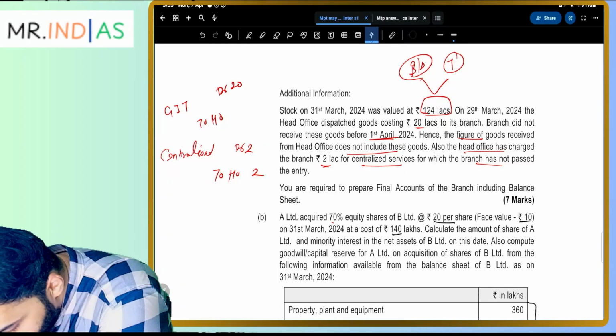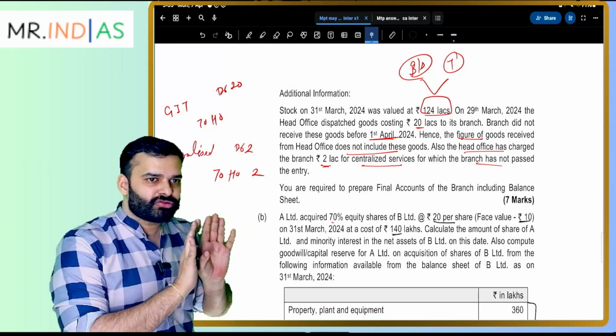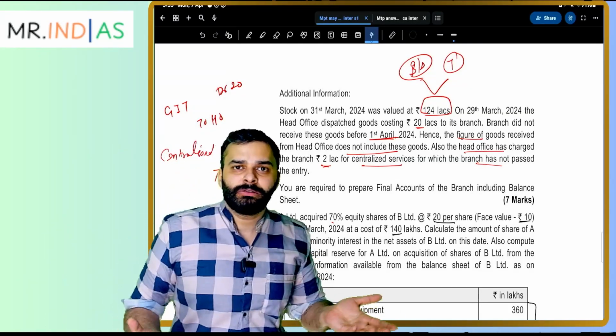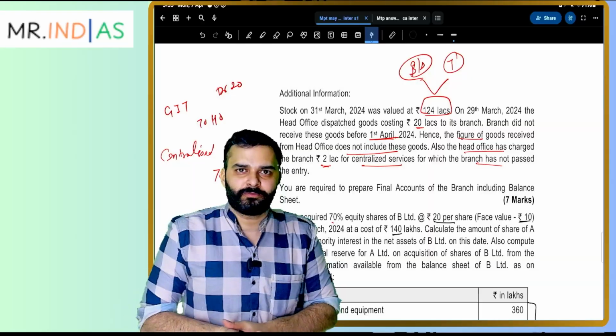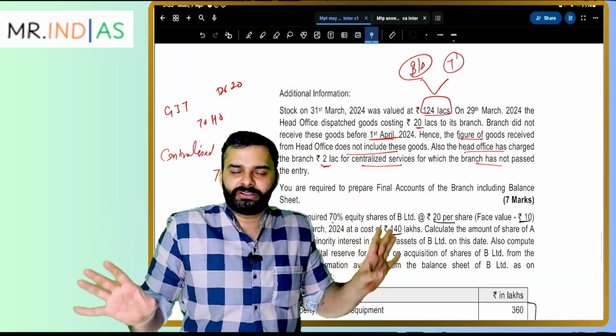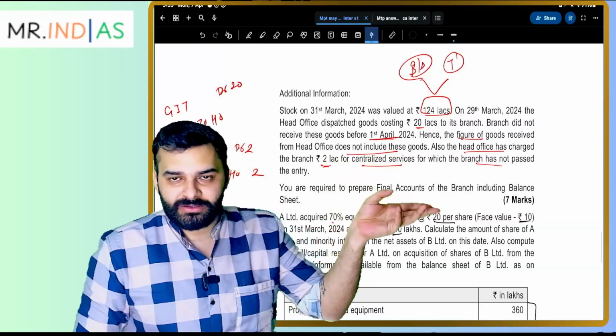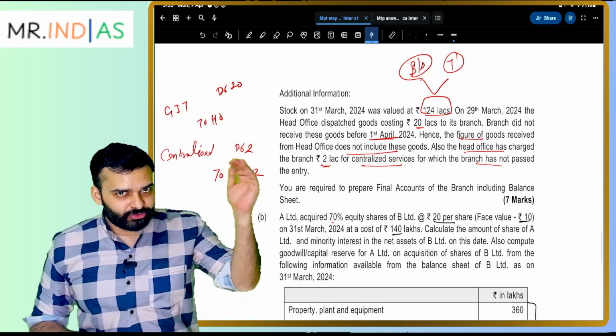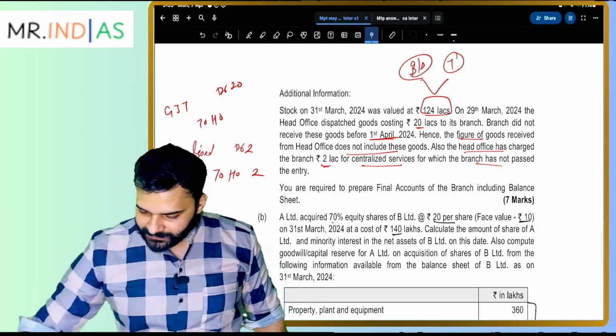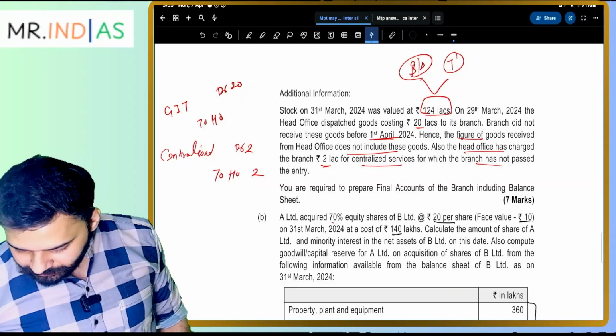Okay, so the basic problem is HO sent goods. Branch did not receive. Who is at fault? The branch is at fault. HO did their job. Branch is at fault, so you have to pass an entry in the books of branch. So what entry do you pass? Goods in transit to HO. The first entry is goods in transit to HO.